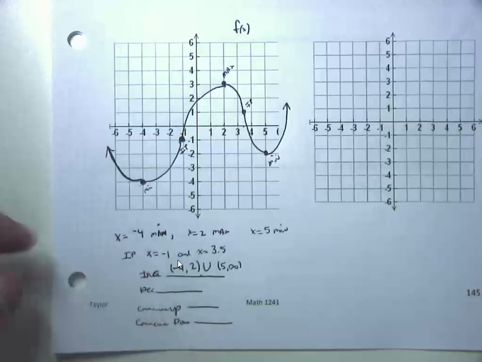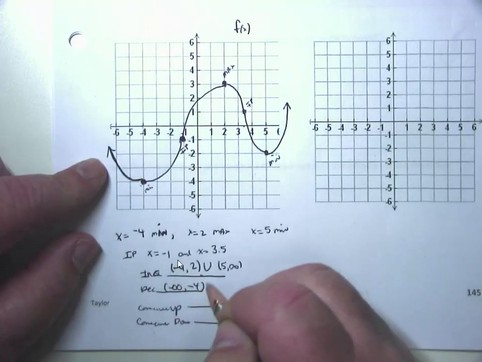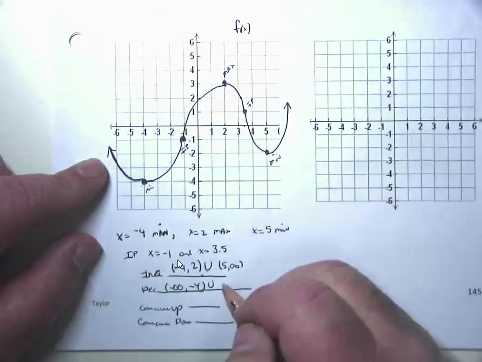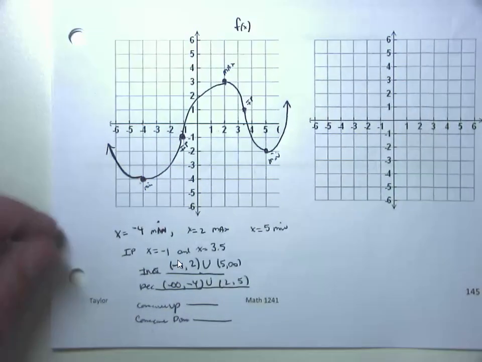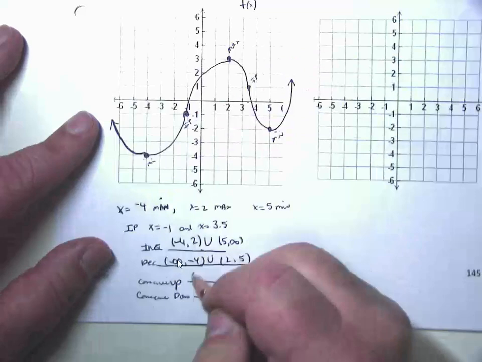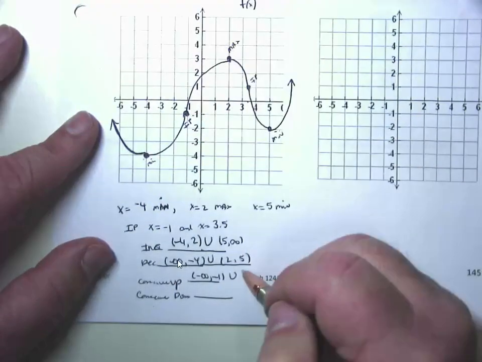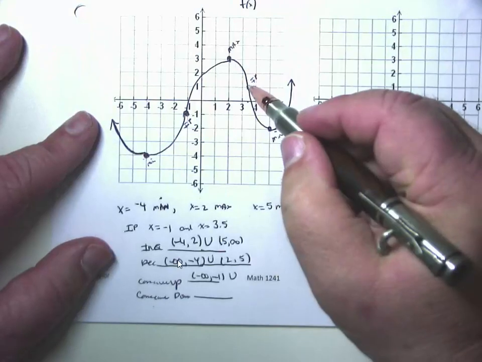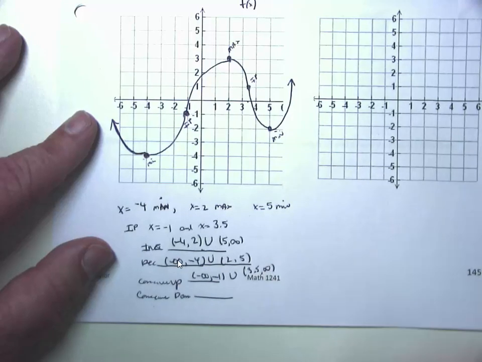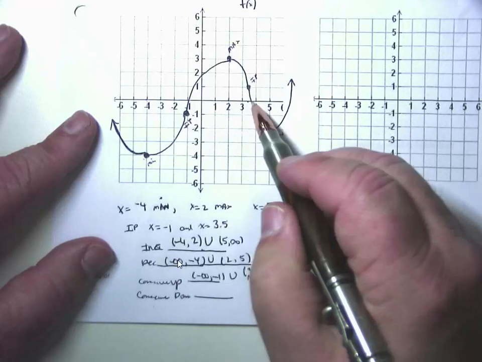Where's the graph going down? From -infinity to -4, union, decreasing from 2 to 5. Where is it concave up? Concave up from -infinity to -1, union, concave up from 3.5 to infinity. Where is it concave down? Concave down between -1 and 3.5.